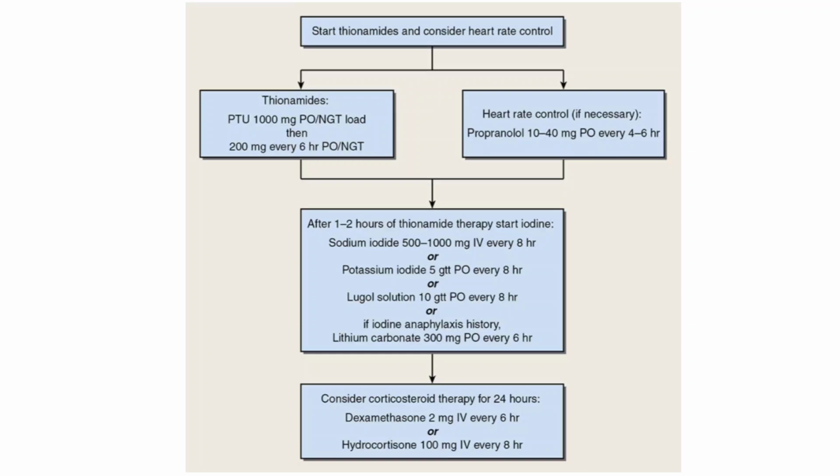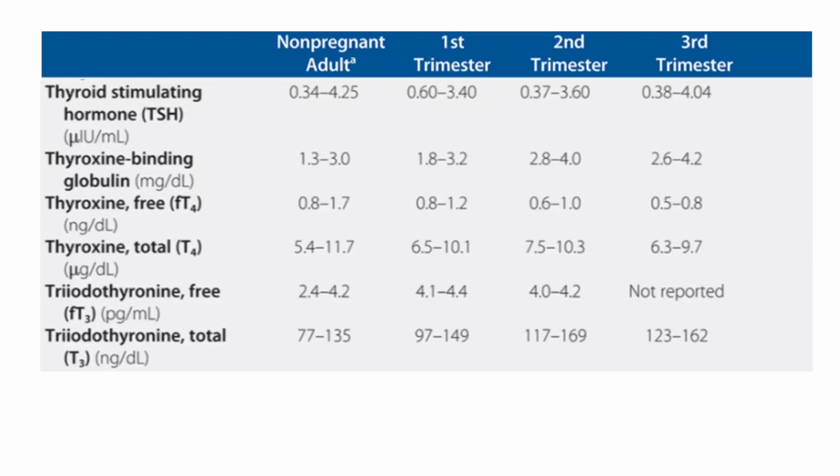And if through these drugs, meaning thionamides, propranolol and iodide therapy, the disease is not getting controlled, then we have to start the patient on corticosteroid therapy for 24 hours. Dexamethasone 2 milligrams IV every 6 hours or hydrocortisone 100 milligrams IV every 8 hours is recommended.